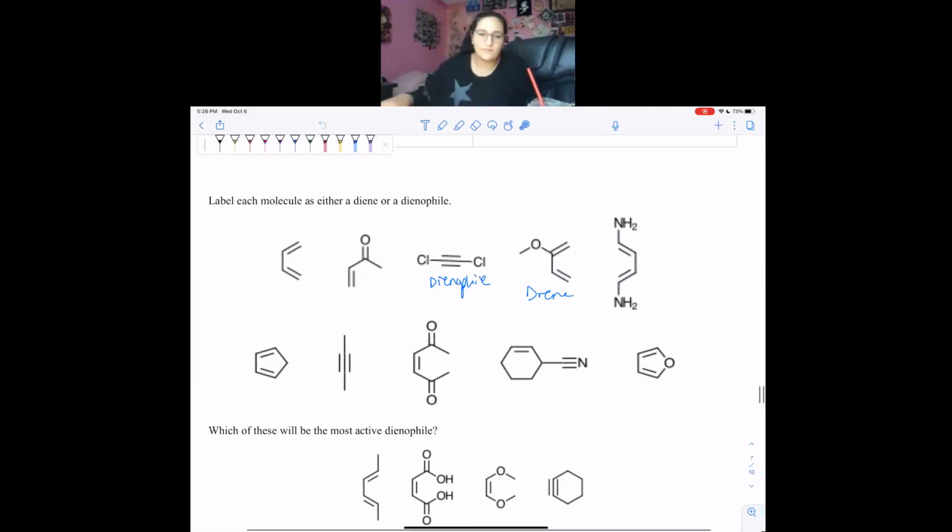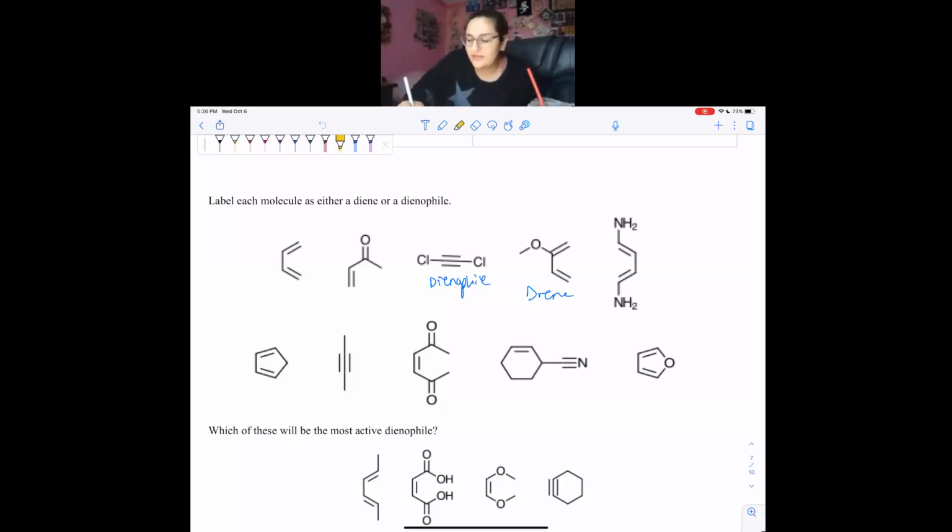There we go. Alright, so what about this one? What do we think about this one? Diene or dienophile? Dienophile, cool. But which part of it? Is it the double bond or is it the triple bond? The double bond. Okay, awesome.